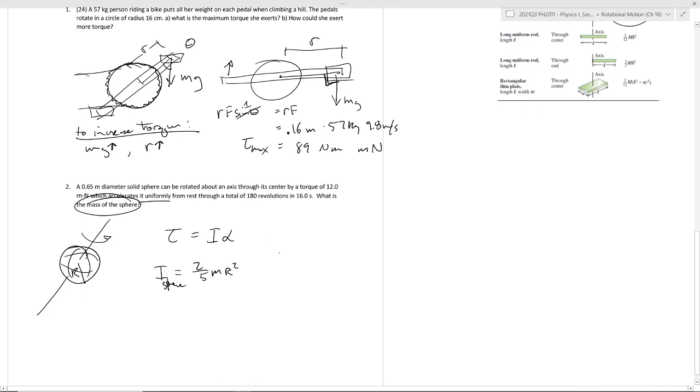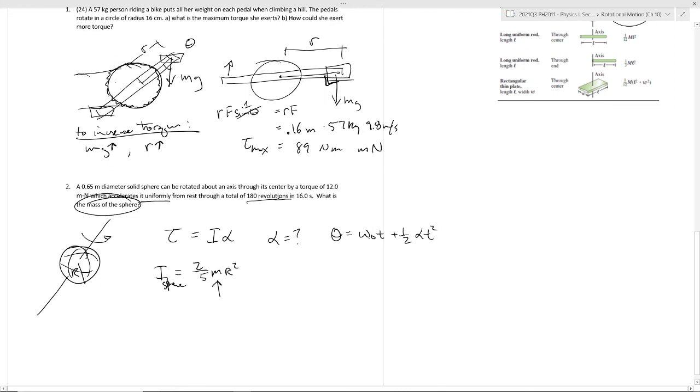And notice the mass is inside the moment of inertia. And the other thing that we need is alpha. So we can get alpha, the angular acceleration, from our rotational kinematics. So notice we have this thing, it spins through a number of revolutions in some amount of time. So recall we have an expression: theta, the total amount of angle that it goes through, is going to be equal to the initial angular velocity times time plus 1/2 alpha t squared.